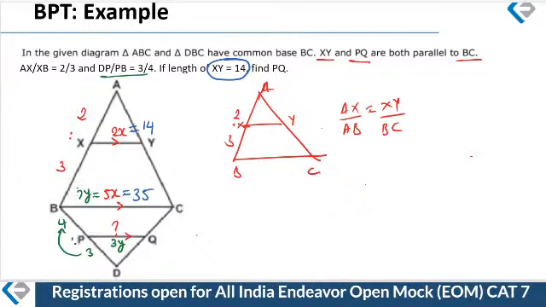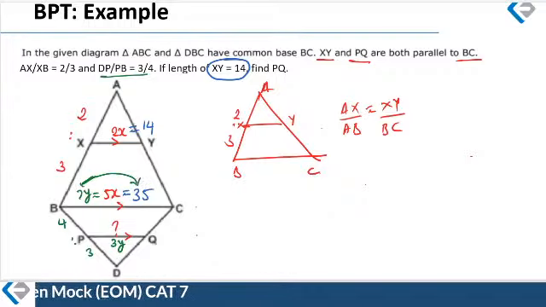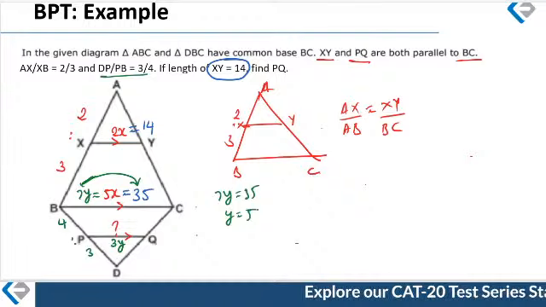What is 3 plus 4? 7. That's what I will be writing here. If this is 3y, this is going to be 7y. So you will get the value of y here. 7y is equal to 35. Therefore, you get y is equal to 5.